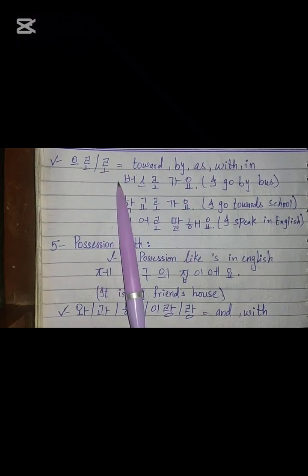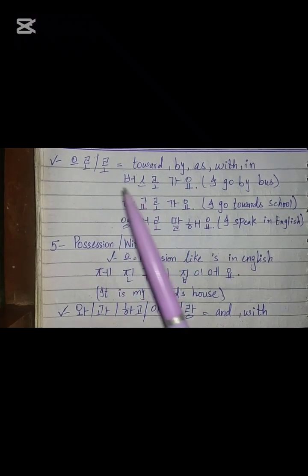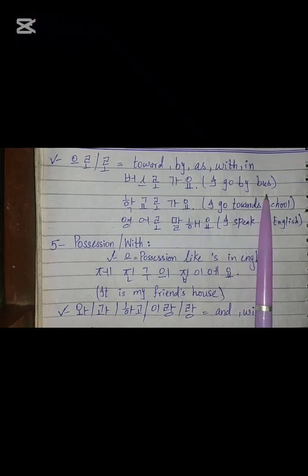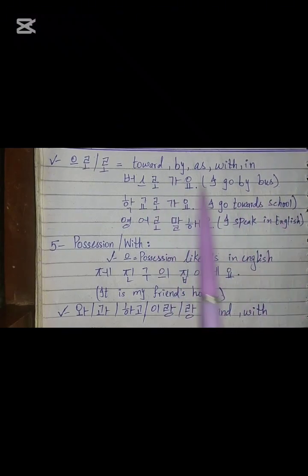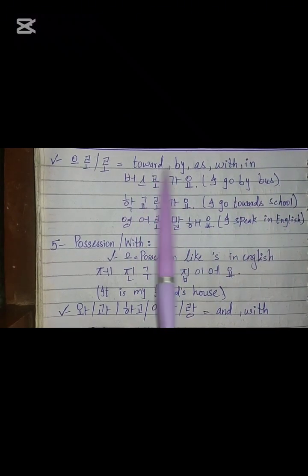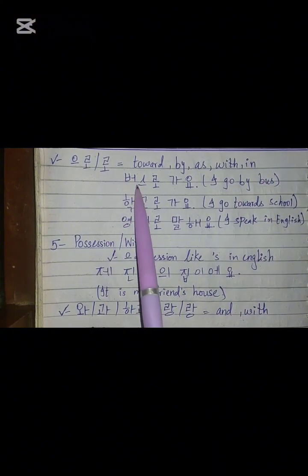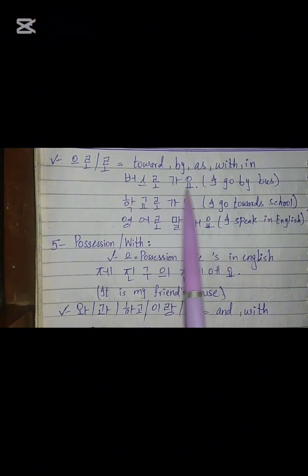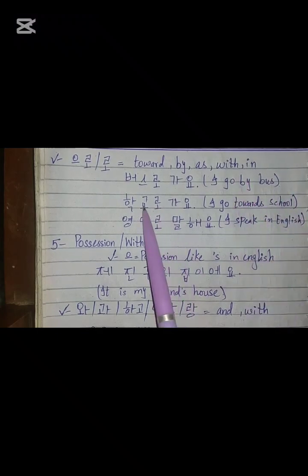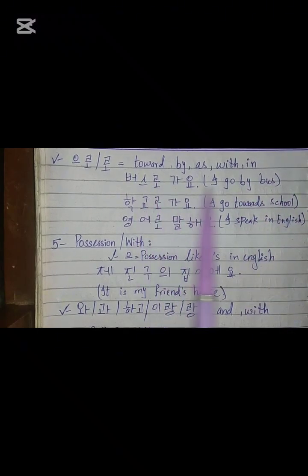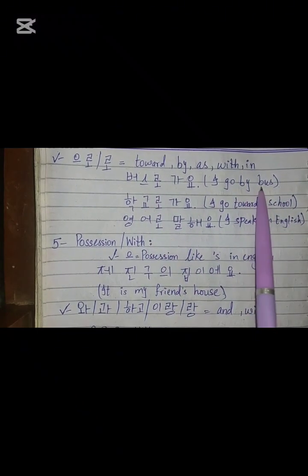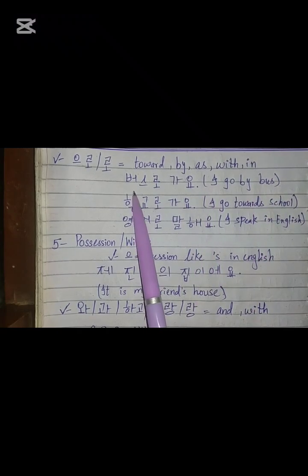In Korean, the word is ro. Let's see some examples that will make it clear that whenever we use by, toward, as, with and in, we use ro for it. So 버스로 가요. I go by bus. So we're using ro with the bus, that I go by bus. This is like by here, so that's why we're using ro.